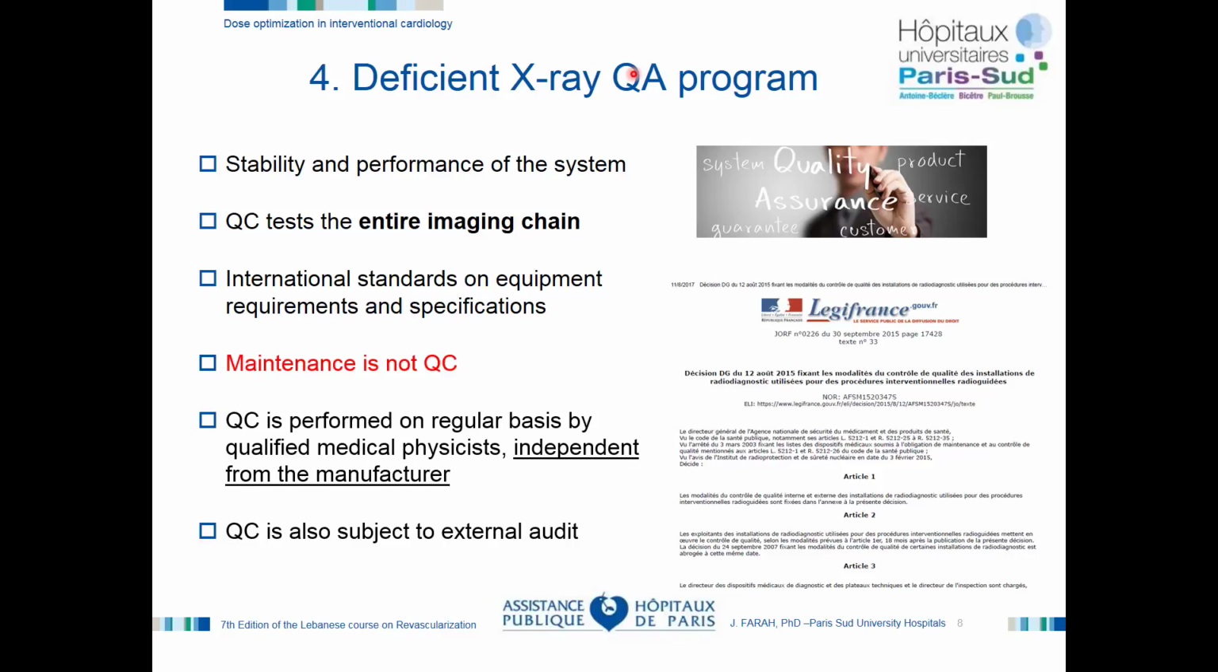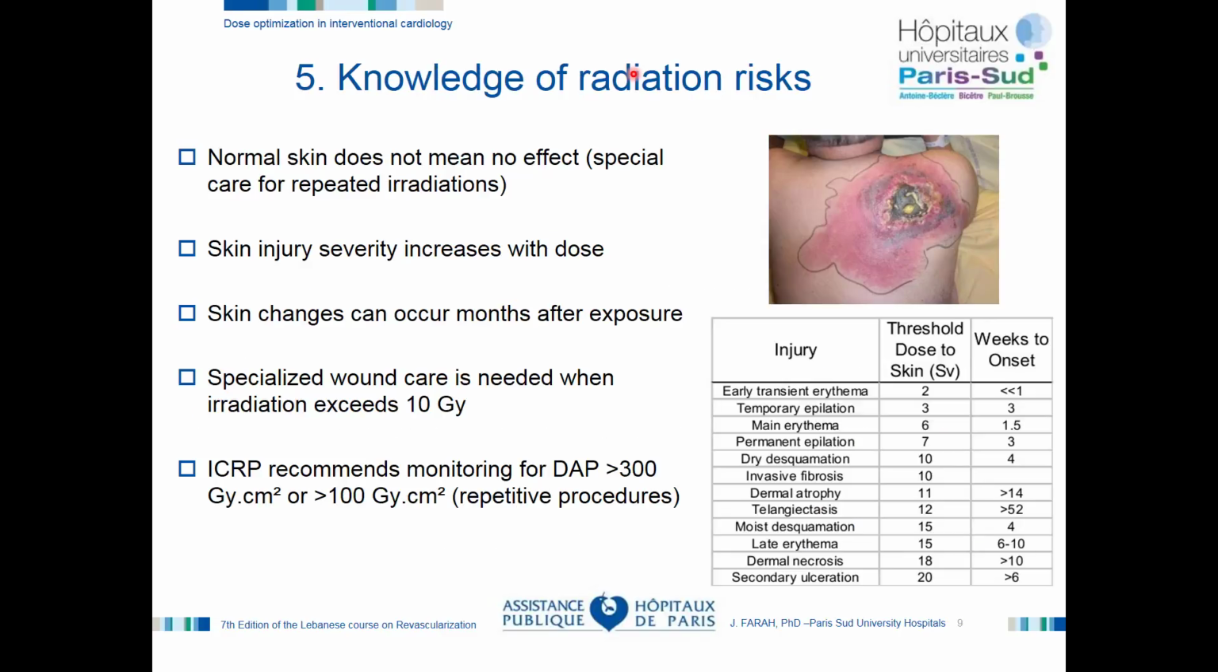Knowledge of radiation risk, I don't want to go back, that's the previous presentation. Main messages here: skin severity increases with dose. If you don't see an effect, it doesn't mean that there's nothing happening. If you repeat the procedure, you need to know that the skin might react differently from normal, non-irradiated skin. And skin changes can occur months after exposure.